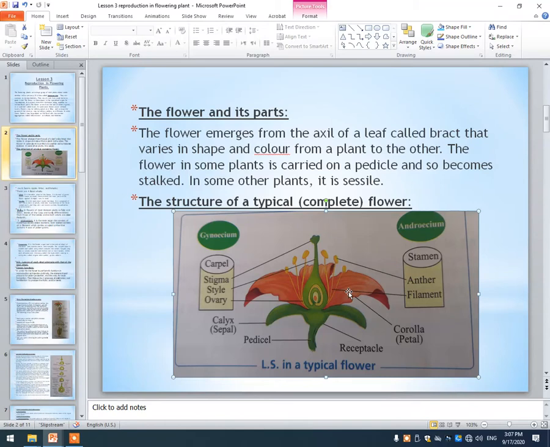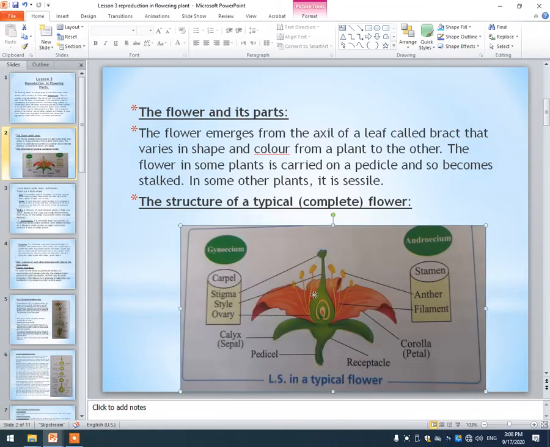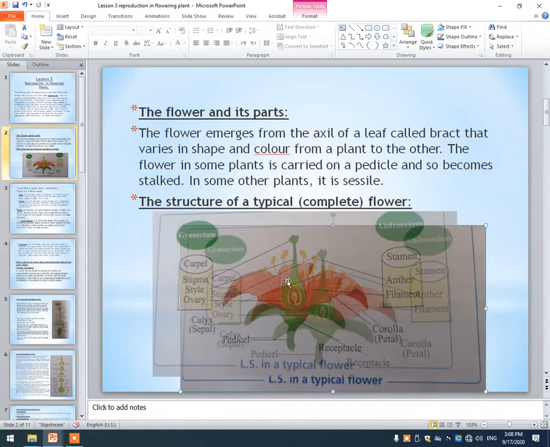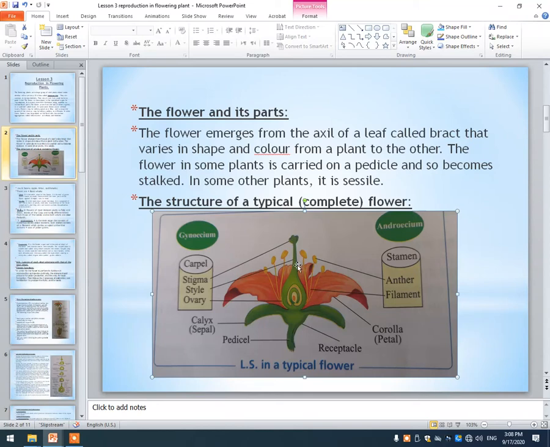After that we'll take the androecium, the male part. The androecium consists of stamens. The stamen consists of the anther, which contains pollen grains, the male gametes, and which is raised by the filament. Also we have the female part, the gynoecium. The gynoecium consists of carpels. You can see here the parts of the carpel. The carpel has 3 parts: stigma, style, and the ovary, which contains the ovules.